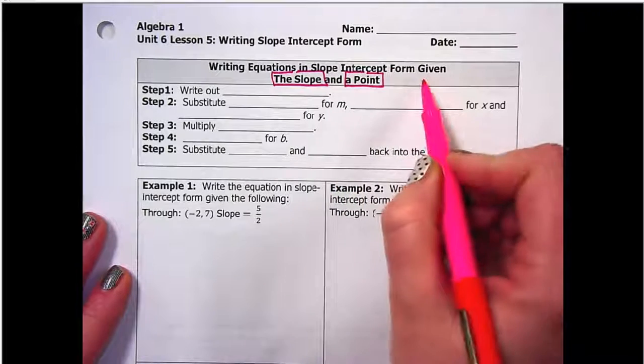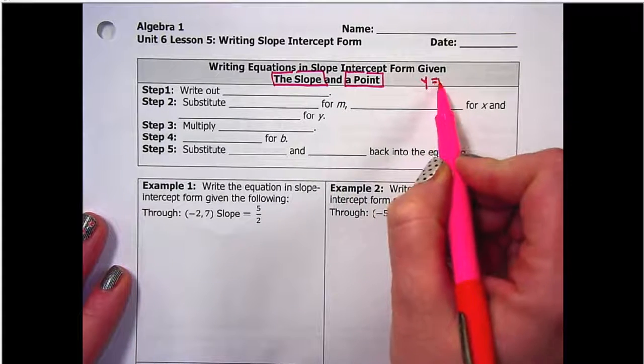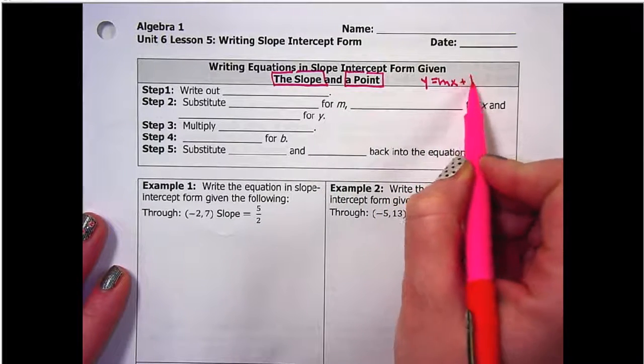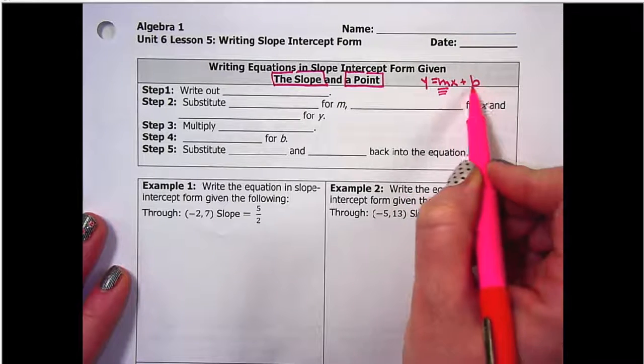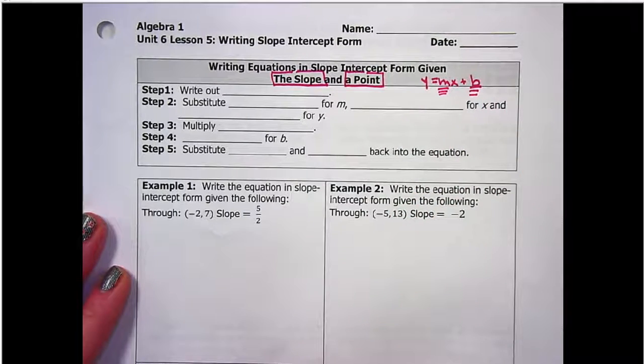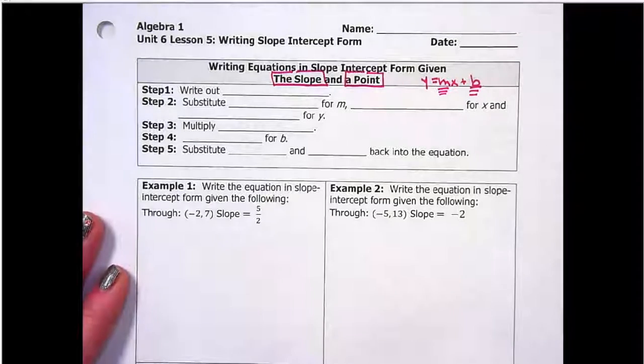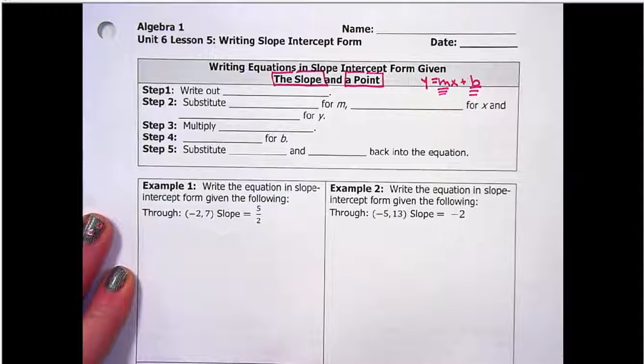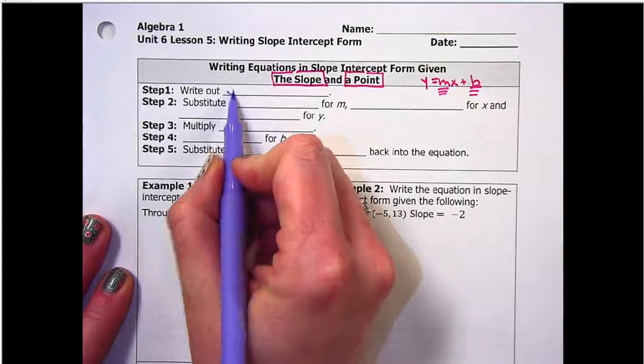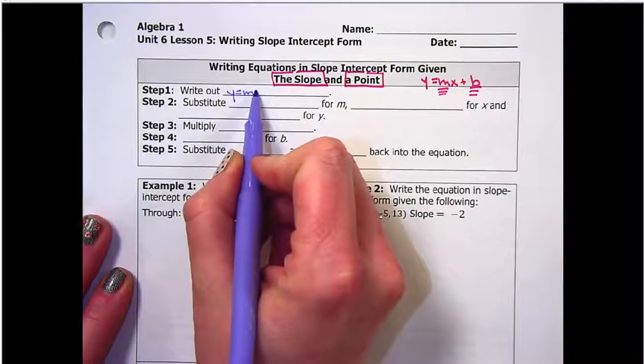So our whole goal is to still get those puzzle pieces. And our puzzle pieces are the m, the slope, and the b, the y-intercept. Before, in previous lessons, we were given this information. Now we're going to have to find, if not both m and b, at least b. So the first thing I want to do is write out y equals mx plus b.